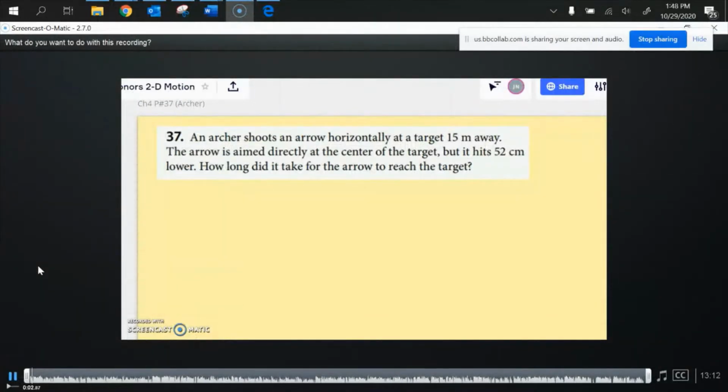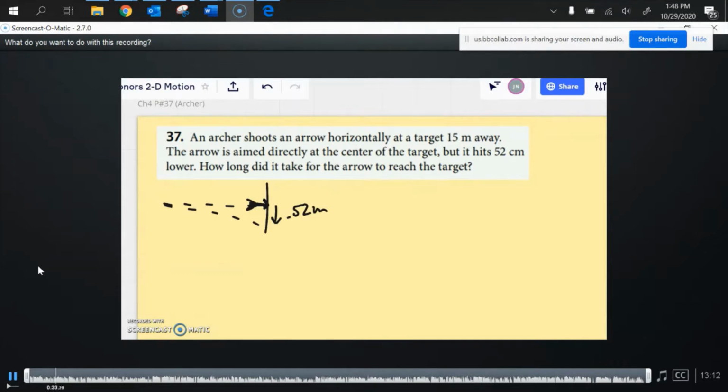Let's try some of those projectile motion problems from last night. 37 says an archer shoots an arrow horizontally at a target 15 meters away. The arrow is aimed directly at the center of the target, so if there was no gravity, the arrow would fly right out there and it would hit the target, right here. But there is gravity, so it actually comes down and it falls down to here, and that's 0.52 meters. That's 52 centimeters down.